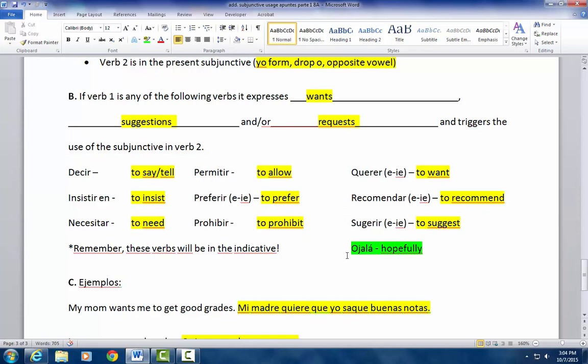Lastly, I'd like you guys to add ojalá down here in green. It's not in your notes, but we're going to briefly go over it later this week, so I'd like you to add that. Remember, all of these verbs will be in the indicative as trigger verbs or indicator verbs for the second verb, verb 2.